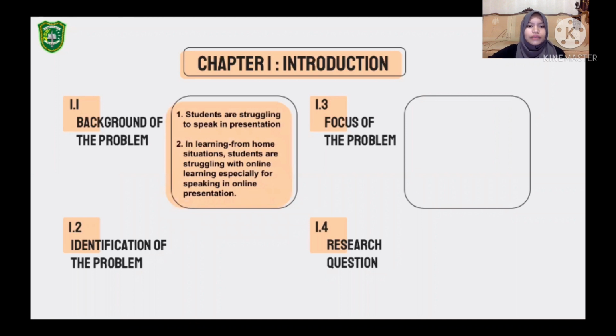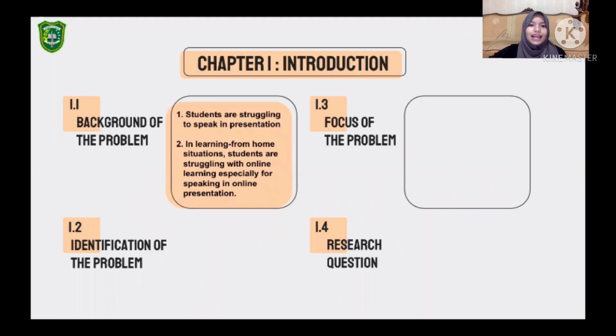1.2, Identification of the problems. First, from the speaking aspect, some of the students lack confidence and feel nervous when they have a presentation in the classroom. Students are afraid of making mistakes because feeling shy and stressed are the problems for students to present in the classroom. It makes students unwilling to practice online presentation.